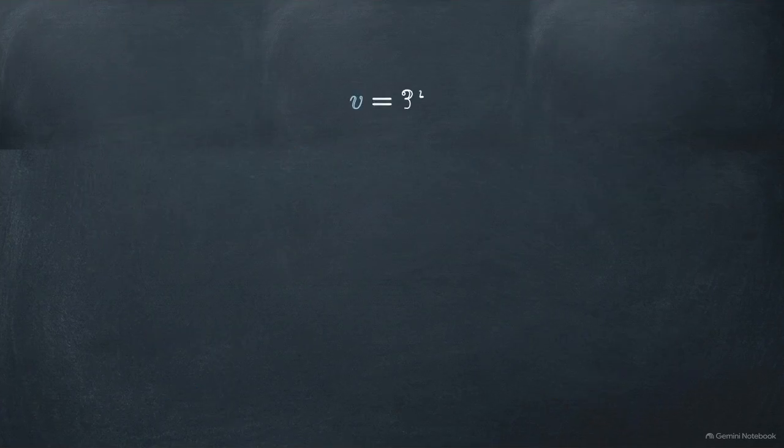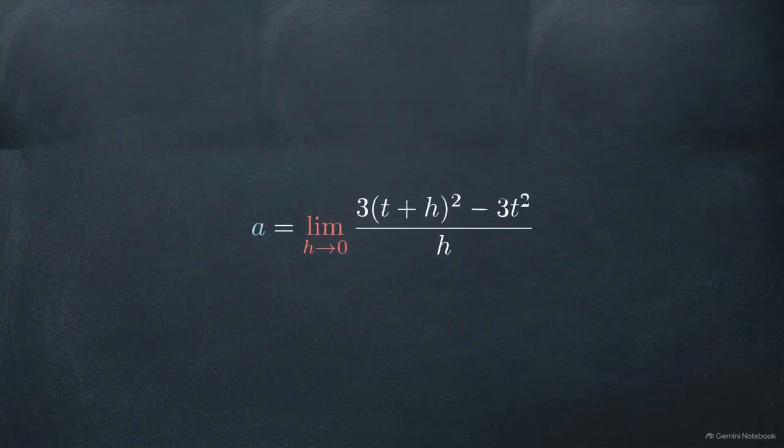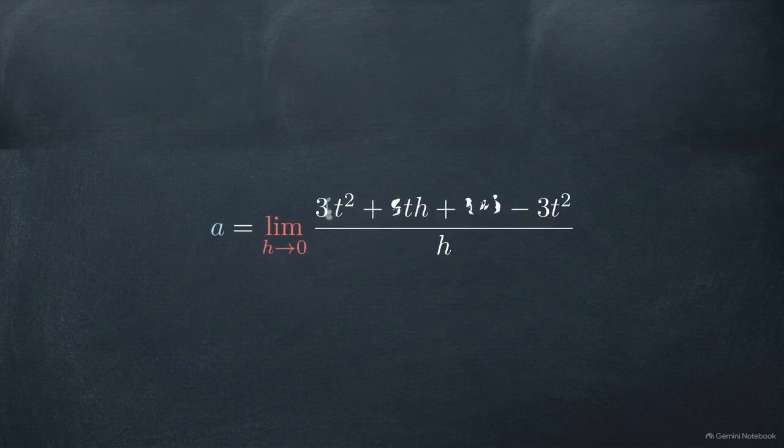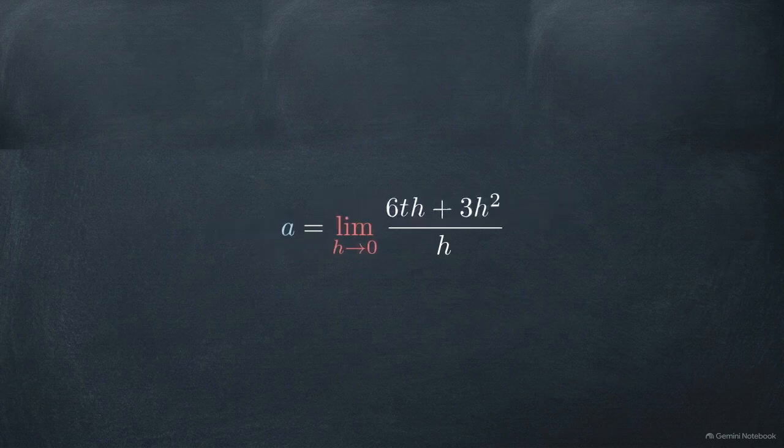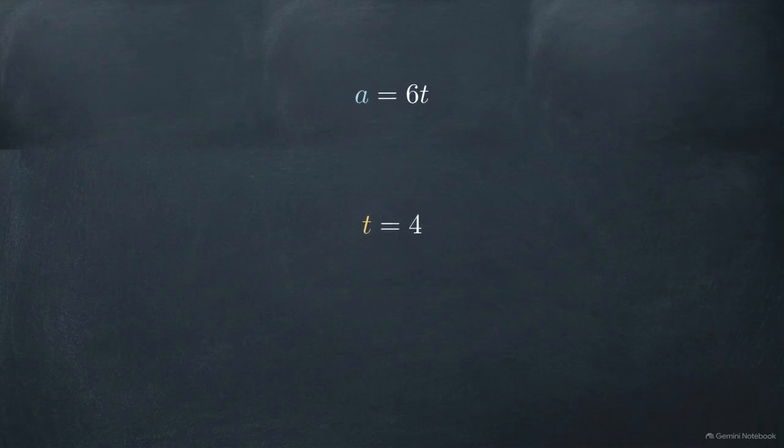To find the formula for acceleration, we take our speed equation, 3t squared, and apply a limit over a tiny time interval, h. We expand the binomial, 3 times (t plus h) squared. After multiplying terms and canceling h, we are left with a new derivative, a equals 6t.